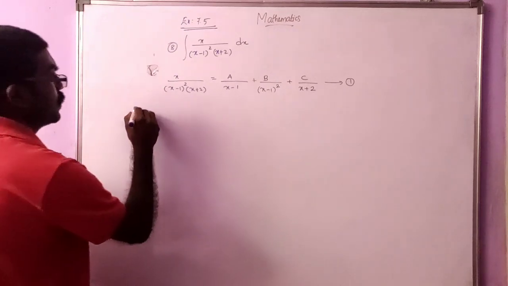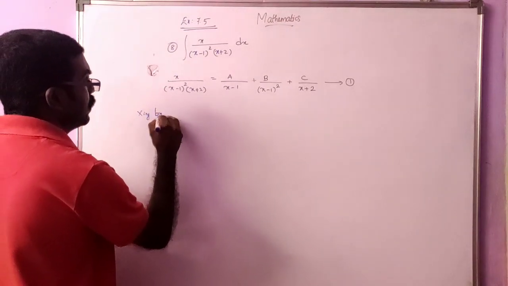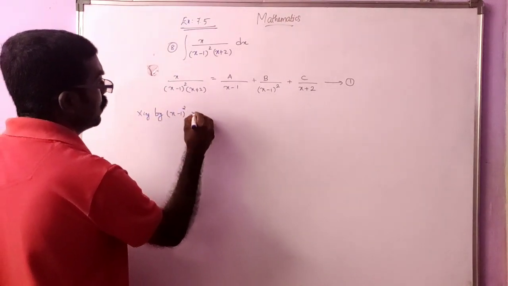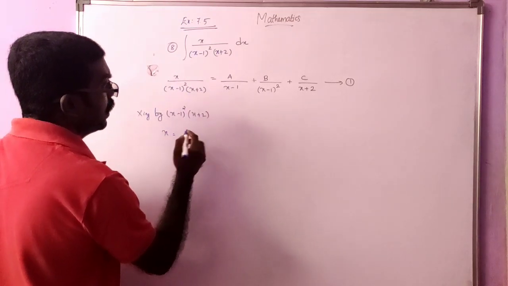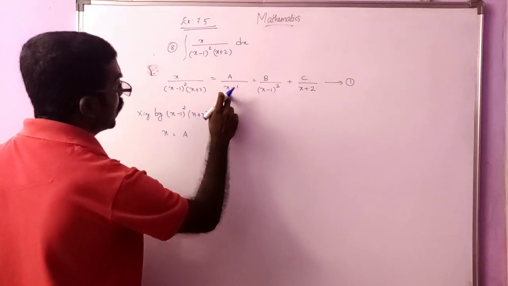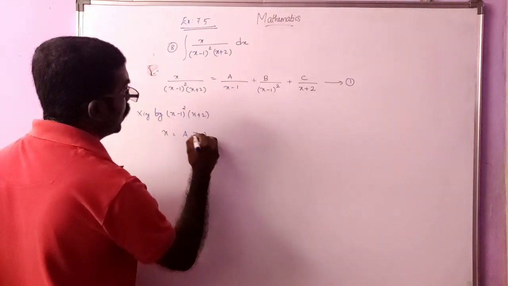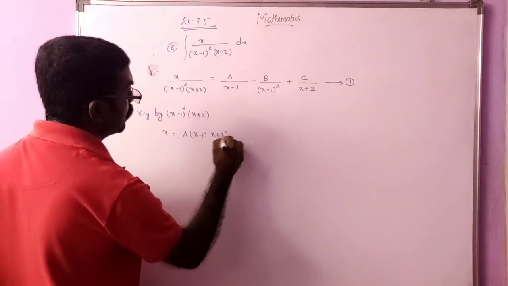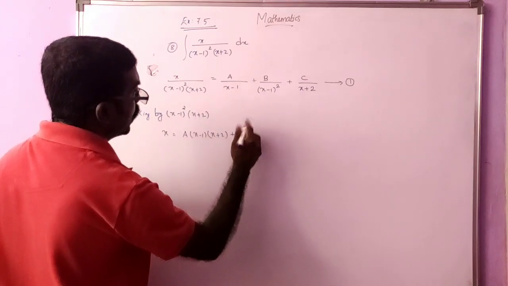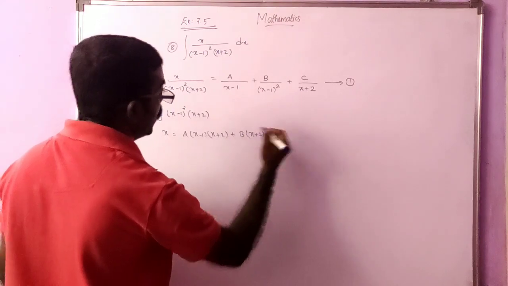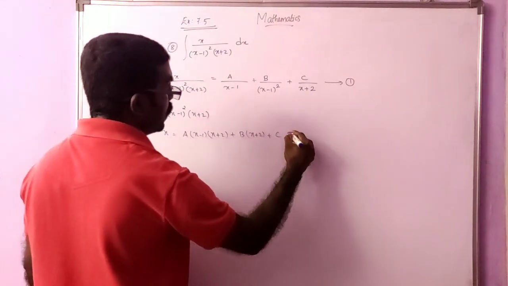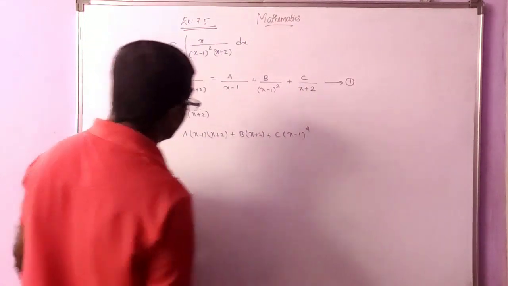Okay. So multiplying by (x minus 1) the whole square into (x plus 2). Here we get x equal to a into (x minus 1) gets cancelled, (x minus 1) into (x plus 2). Then plus b into, here (x minus 1) the whole square cancels, (x plus 2). Then plus c into (x plus 2) cancels, (x minus 1) the whole square.